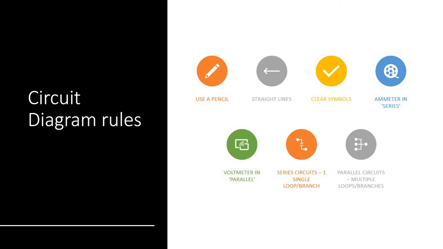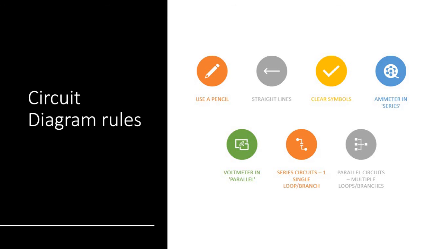Okay, now these are important circuit diagram rules. You will have noticed in all of my diagrams that I had on the screen, I had straight lines. And straight lines are really important when we draw circuit diagrams. So you should be using a pencil, you should be drawing in straight lines with a ruler, you should be making sure that you use clear symbols, okay? Those are the three key things.